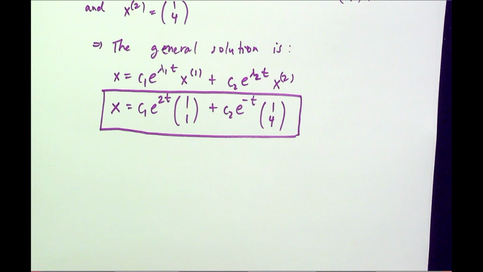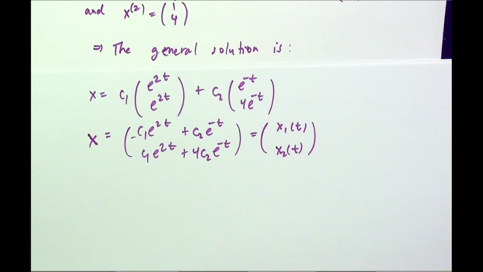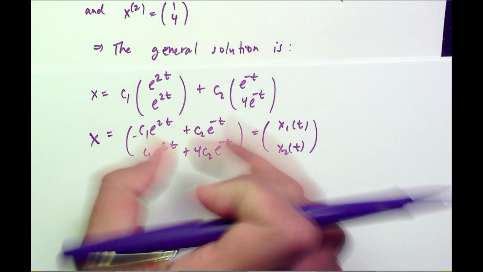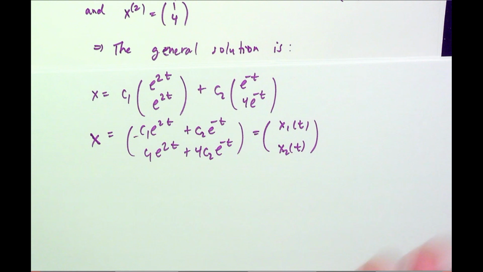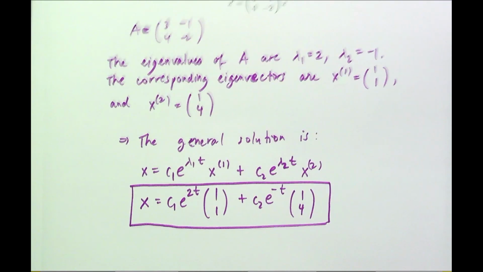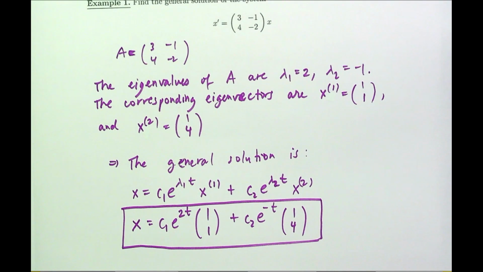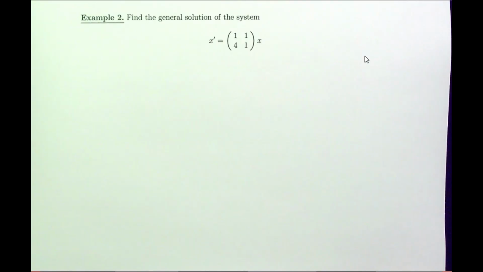You could unravel that, okay, and just figure out what the functions x1 and x2 need to be. If you were asked what is x1 and x2, then you could just simplify it into a single vector, and then x1 will be the top, x2 will be the bottom, if you had to do that. Okay, so we're just gonna leave it like that. So that is it. Okay, now let's do another example.